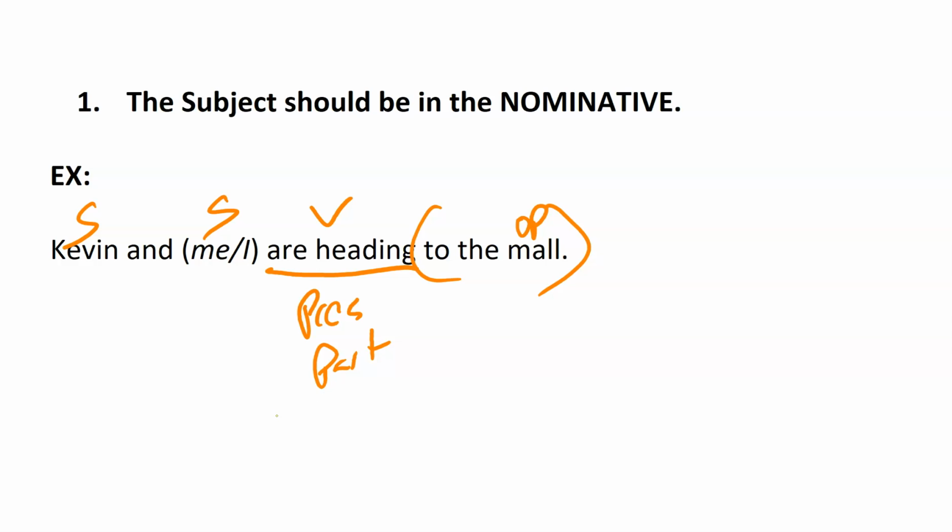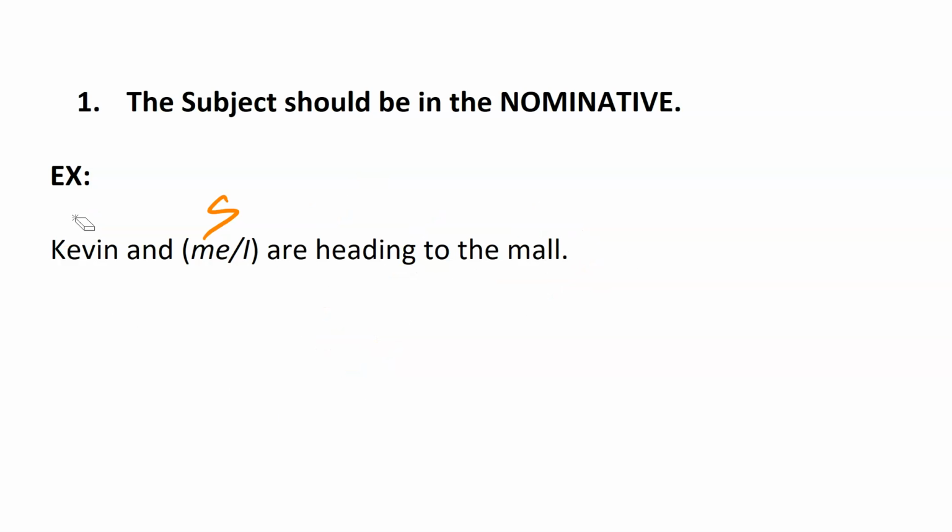So with all this being said, what do we do about our choice here? Well, me is the objective and I is the nominative. So it's going to be Kevin and I are heading to the mall. And the reason why it sounds awkward in this case is because we have this plural verb here. And we think to ourselves, okay, this doesn't sound right. And so maybe we try to compensate by doing 2 wrongs, by choosing me. Definitely incorrect. The correct answer here is I.